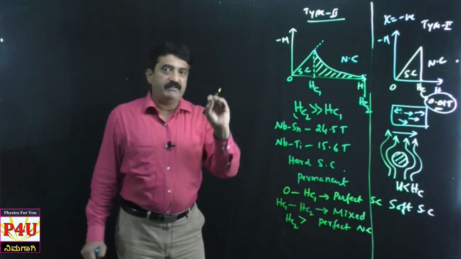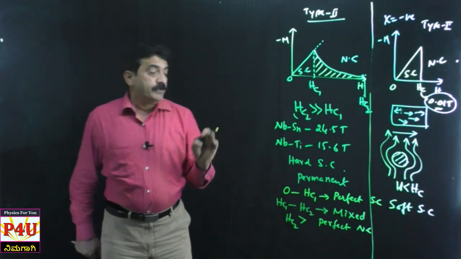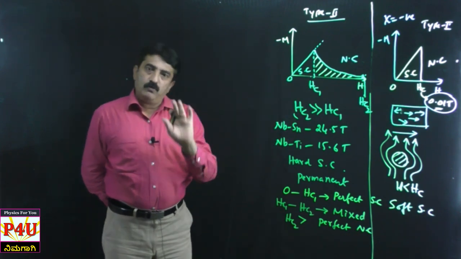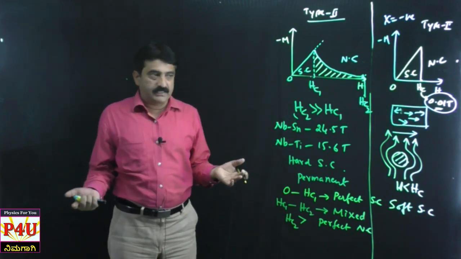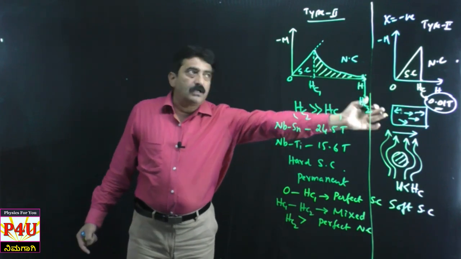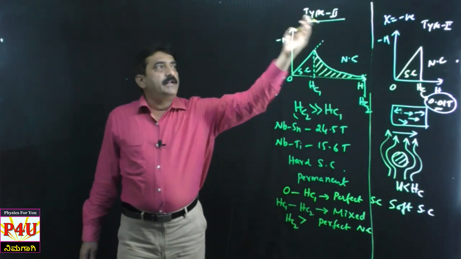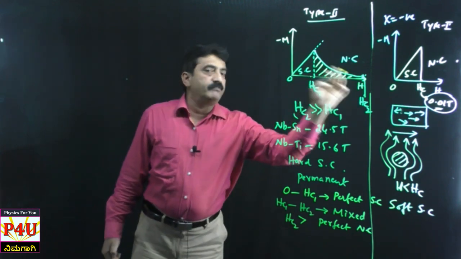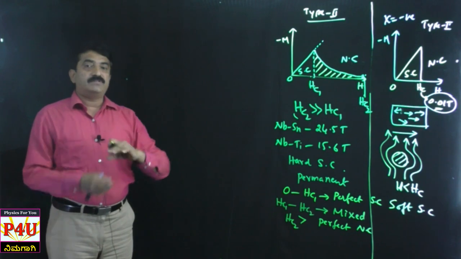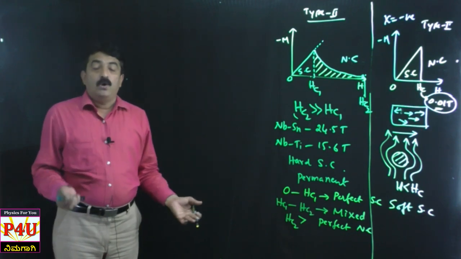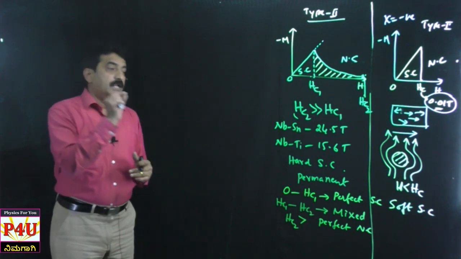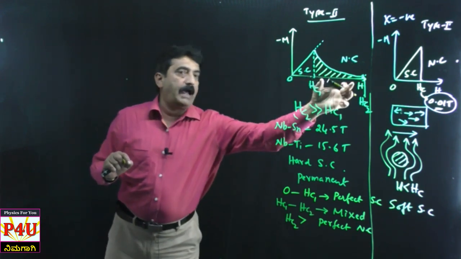What actually it is, I will explain now. Before that, I repeat. From 0 to HC1, type 1 and type 2 are the same in behavior. Similarly, HC2 onwards also, type 1 is a normal conductor, type 2 is also a normal conductor. Only between HC1 and HC2, type 2 behaves slightly differently. What is the different manner? It is actually called mixed state. Now I will explain what actually happens here.